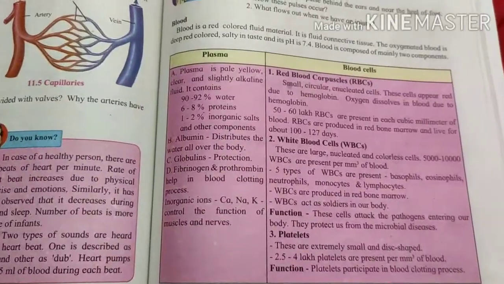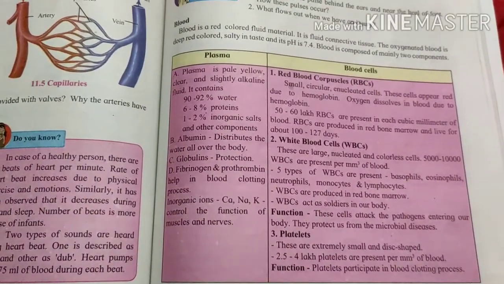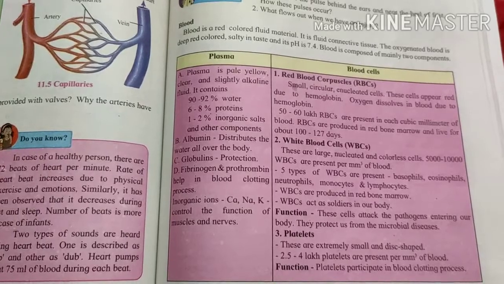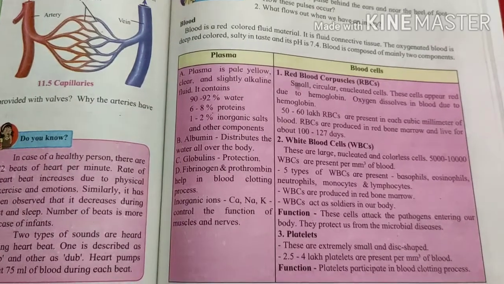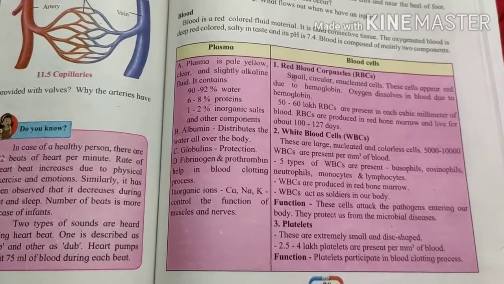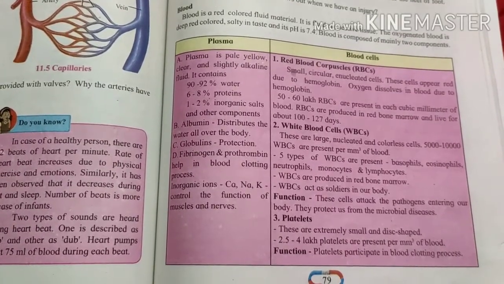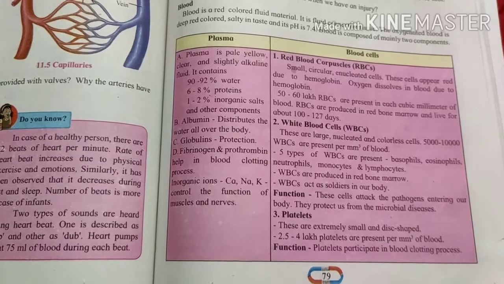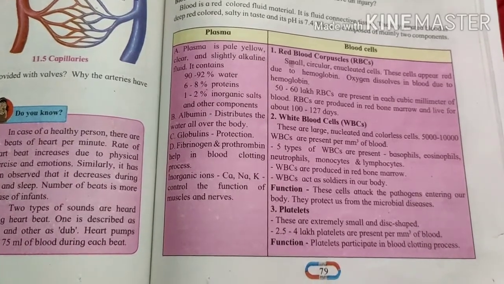In the circulatory system, blood is very important. This blood is a red colored fluid material. It is liquid in nature. It is one type of tissue. This tissue can flow. It is fluid connective tissue.